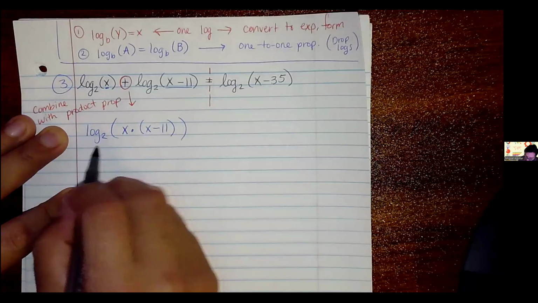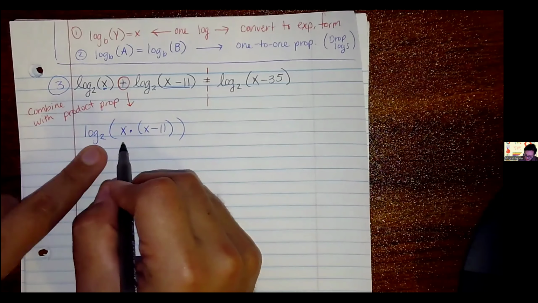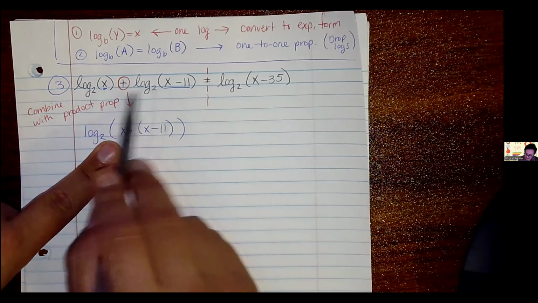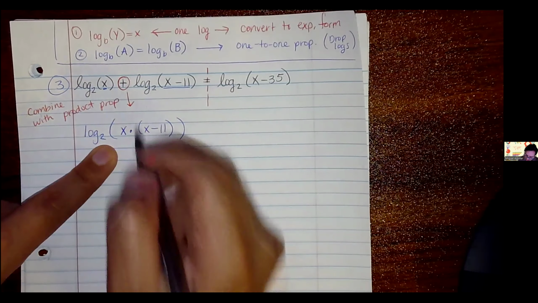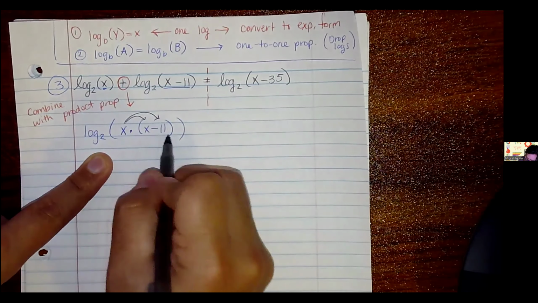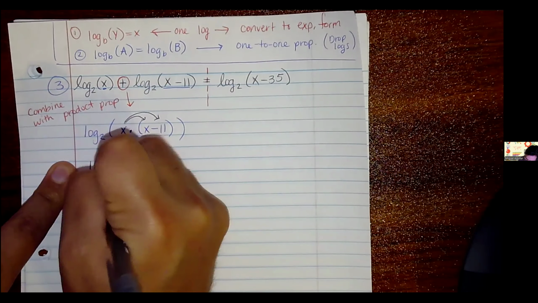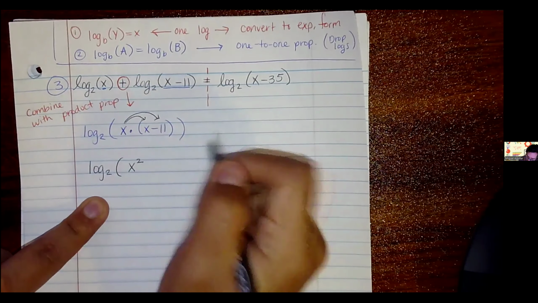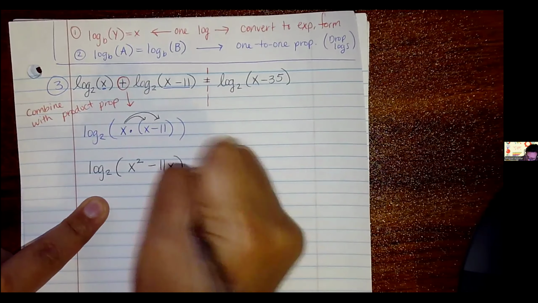Okay. So if I combine those into a single log and the product property says we're changing the addition of these two things into multiplication, then we just need to distribute. What is x times x and x times negative 11? So I'm going to rewrite this as log base 2 of x squared minus 11x. Are you guys okay with that?